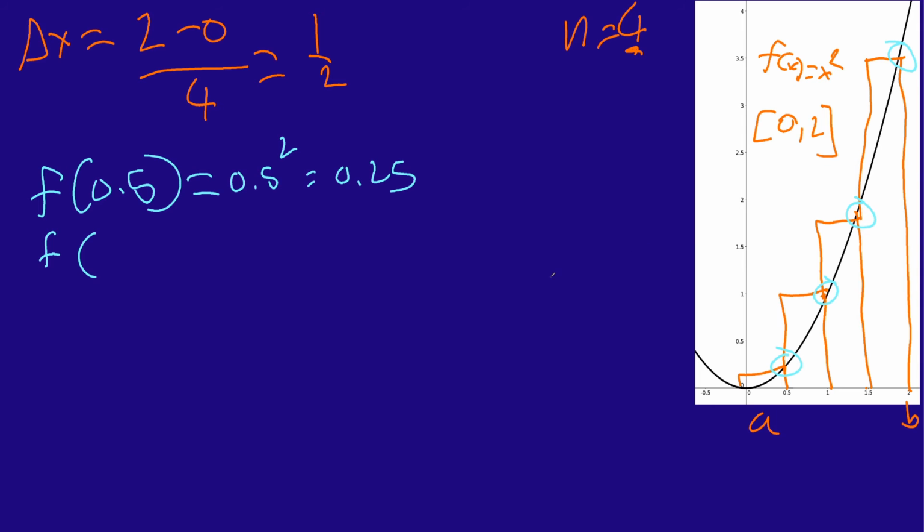Is going to be at 1. So there's not a whole lot going on there. If you square 1, you get 1. Now if I do my next one, it's going to be 1.5. And if I square this, you know that I'm going to get 2.25, like so.